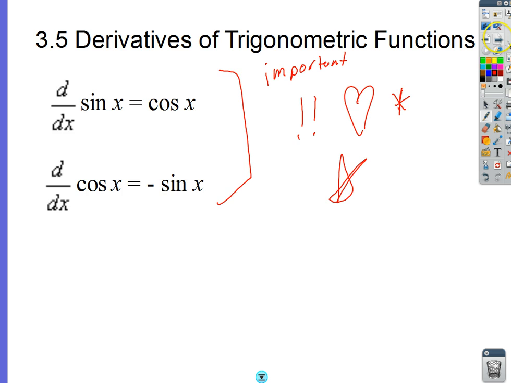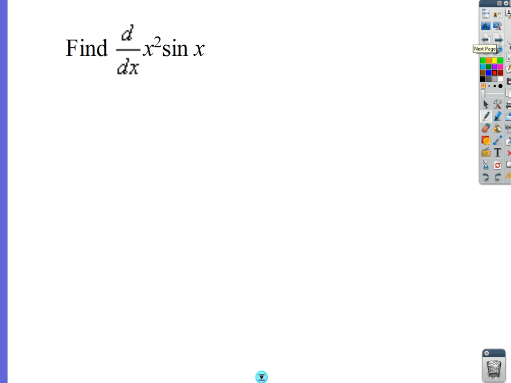Here we go. So here I'm going to find my first one. I'm going to find the derivative of x squared times sine x. Notice I didn't give you anything easy. So what am I doing here? You think to yourself, what type of derivative is this? I'm multiplying two functions together. I bet I'm going to use a product rule.